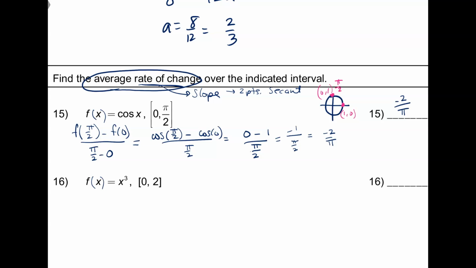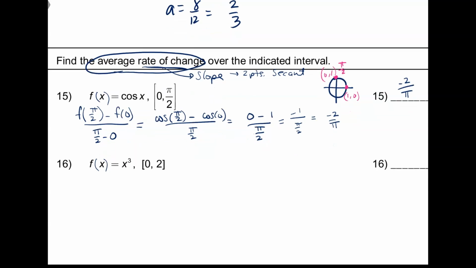Okay, let's try the next one. So still average rate of change. So you're taking f of 2 minus f of 0 all over 2 minus 0. So it's going to be 2 cubed minus 0 cubed over 2. So that's 8 over 2, which is 4.